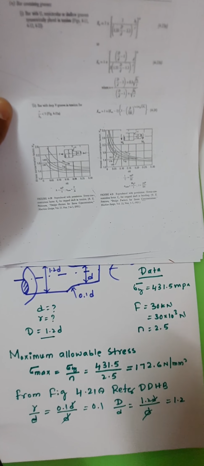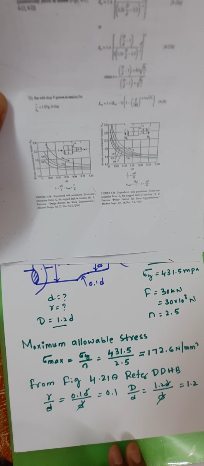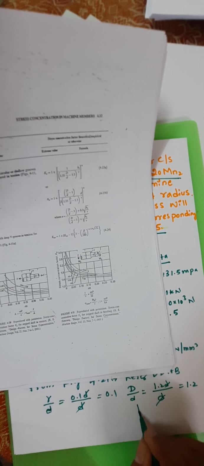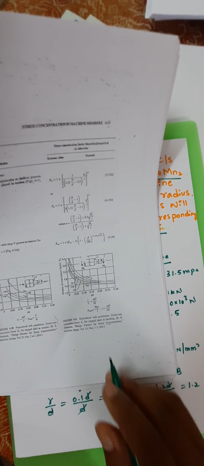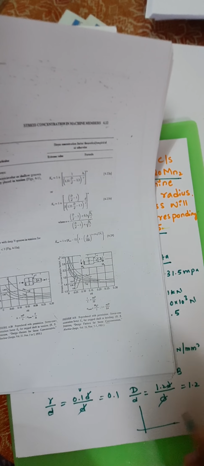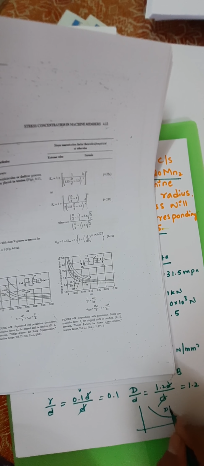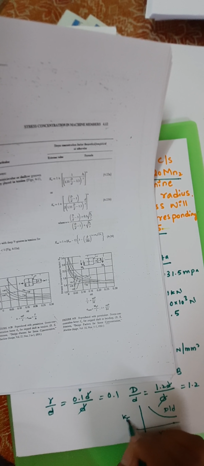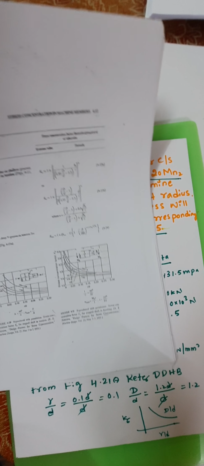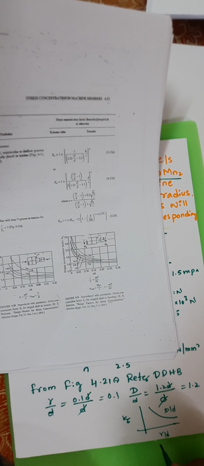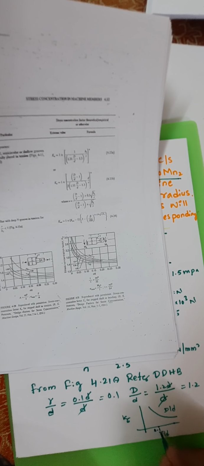Finally, we will get 1.2, this is the value, from this figure 4.21. Here we have D by d, and on the x-axis we have r by d, and here we have K sigma, the theoretical stress concentration factor. Now how much will we get? Somewhere here we'll get 0.1. This is r by d, 0.1.